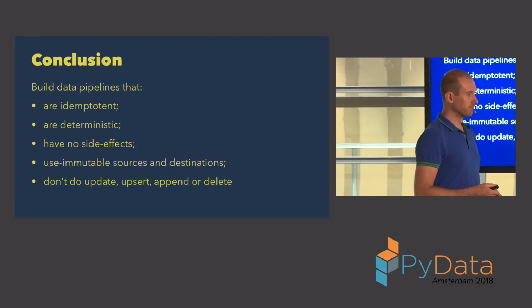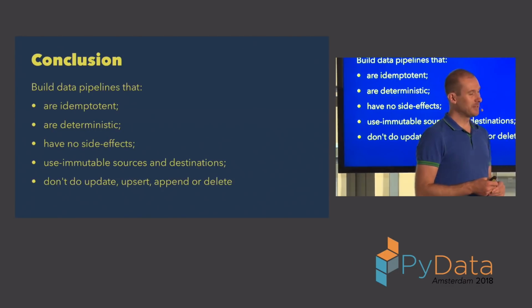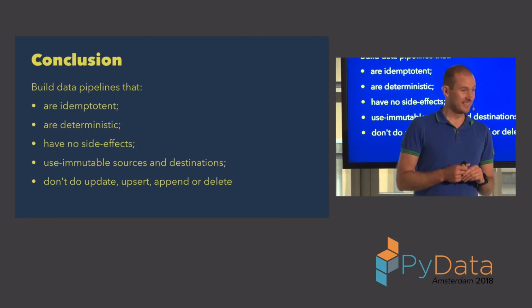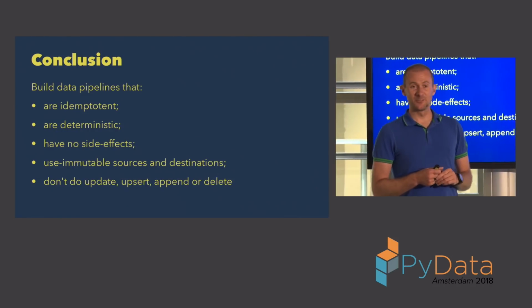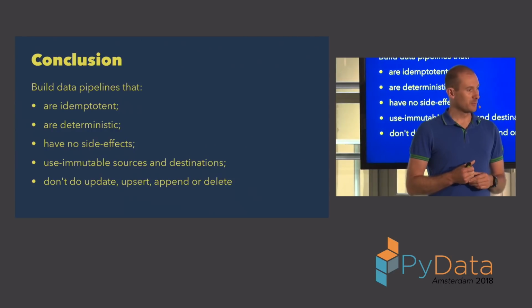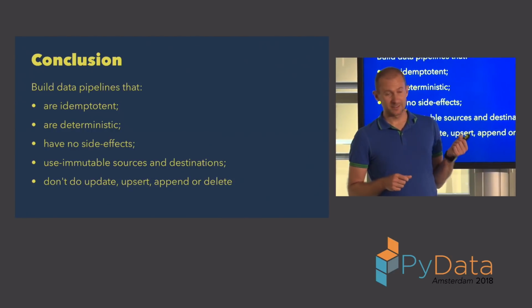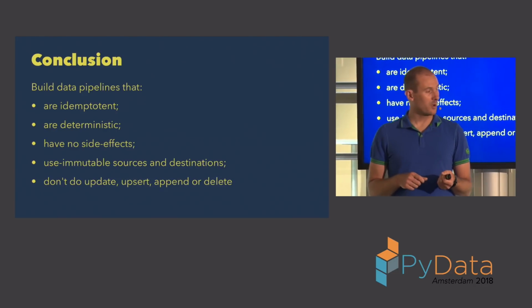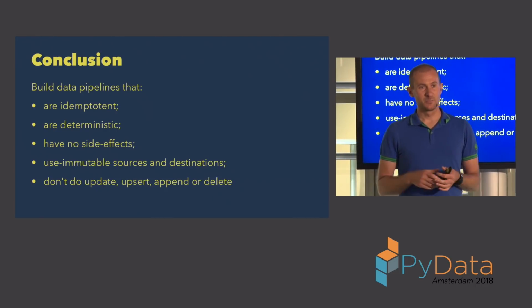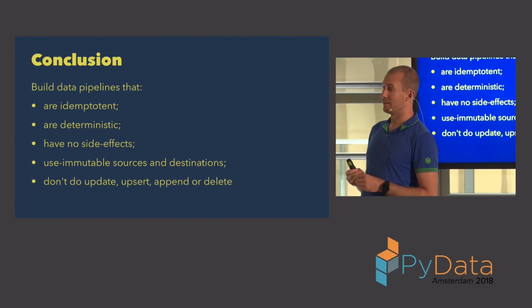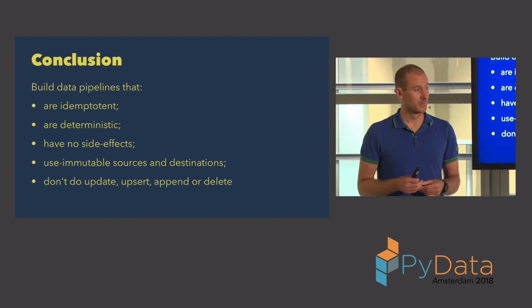So concluding. Please build pipelines that are idempotent, deterministic, have no side effects, and use immutable data sources and destinations. Don't do updates, appends, or upsert, or anything else. Make sure that you version your data, and make sure that you version your code accordingly.